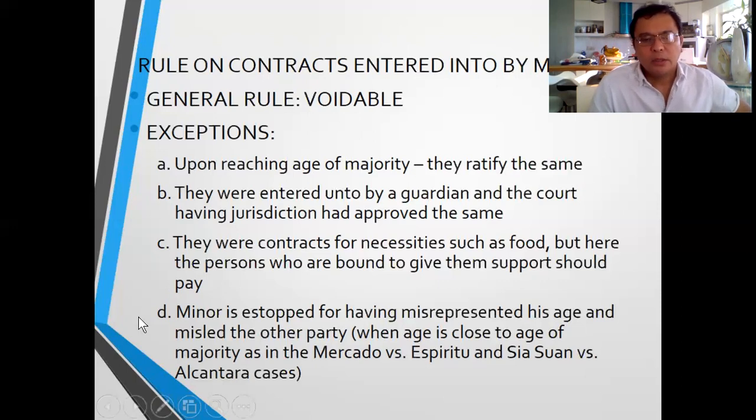Okay. So now letter D, the minor is estopped for having misrepresented his age and misled the other party to believe that he is not a minor. This happens when the minor, let's say he's 17 years old, looks bulky and has a mustache, and he can mislead the other party that he is already of majority age and can enter into a contract. So that contract becomes valid. And the minor is estopped, meaning he cannot retract from his admission that he is not a minor.